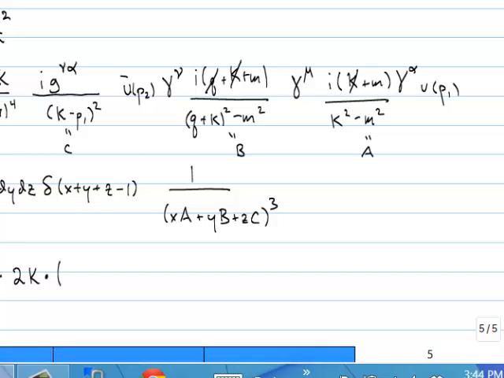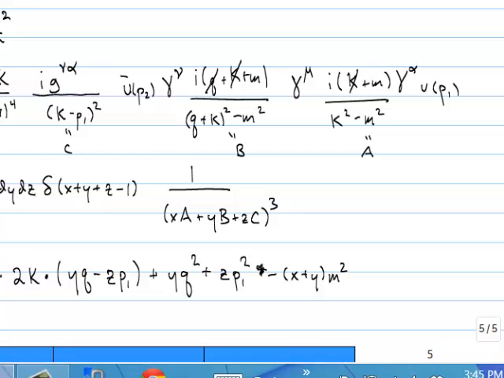So what do you get? You get 2k dot (yq minus p1 minus z p1). And then you get a y q squared term and a z p1 squared term, and then two mass terms coming from the a and b. So you get minus (x plus y) times m squared.